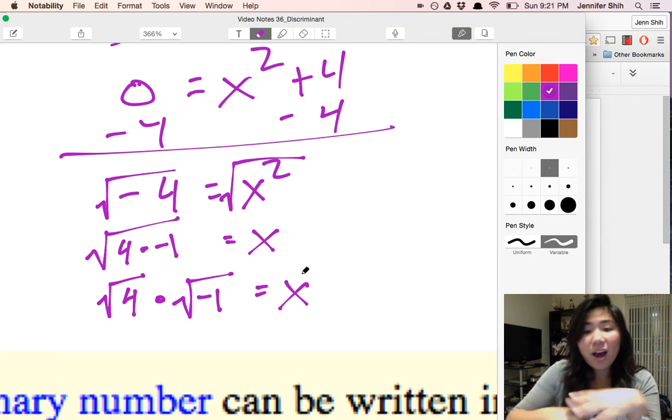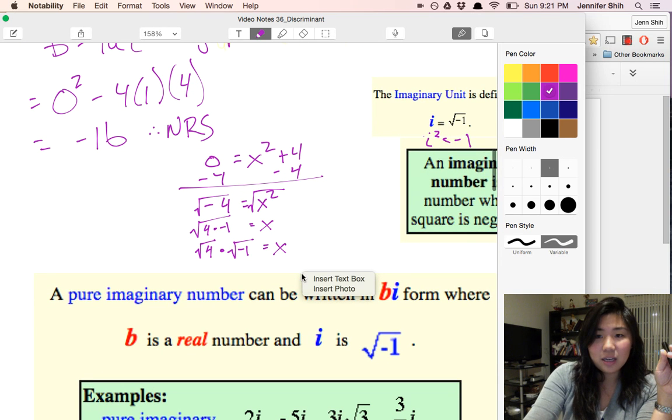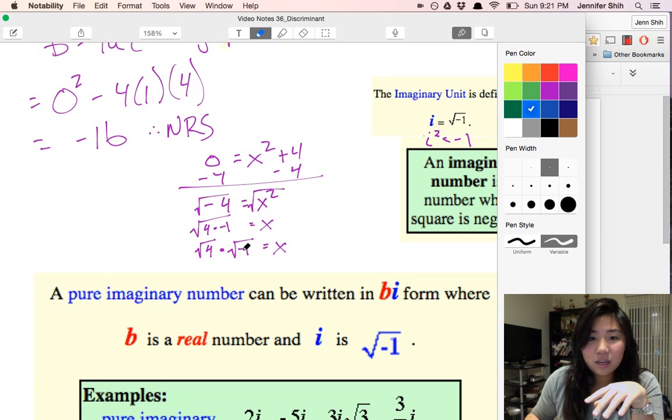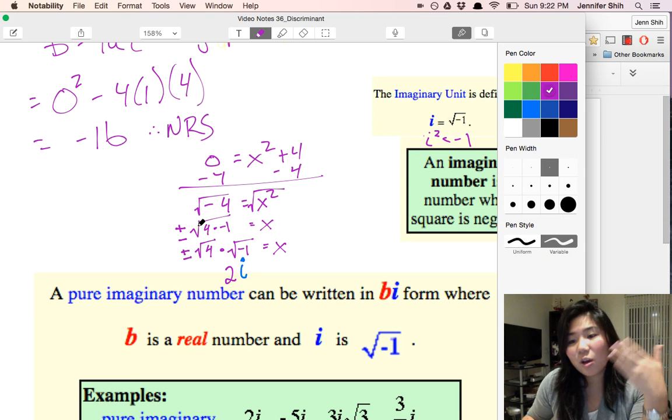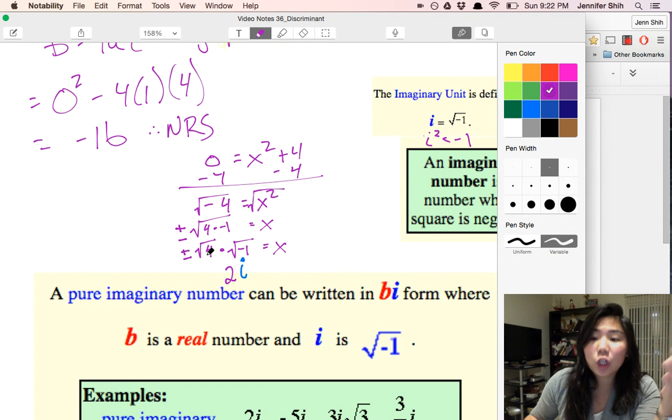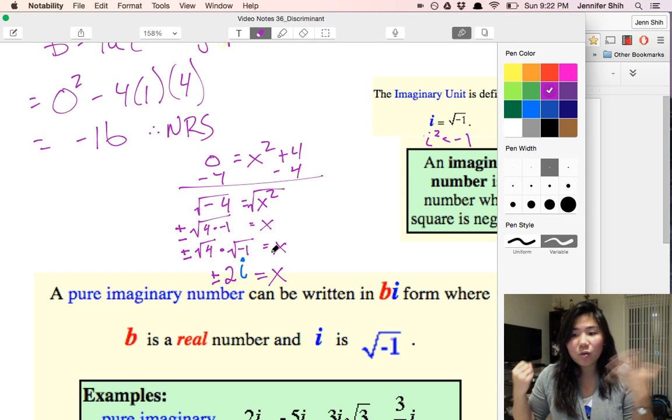Good thing we just learned what i is, because the square root of negative 1 is equal to i. So this is going to turn into i. And then the square root of 4 we know is 2. Oh, I forgot. Once you take the square root, this is going to be plus and minus, because if we're solving for x, we don't know if it's going to be positive or negative, so we have to include both the positive and negative version if we're solving for x, not if we're simplifying. All right, plus or minus. So x is either plus 2i or negative 2i.